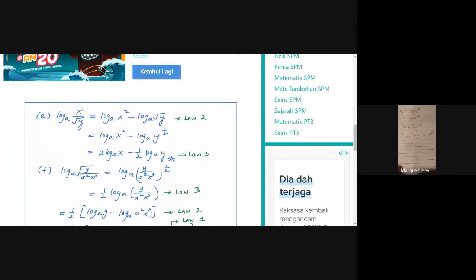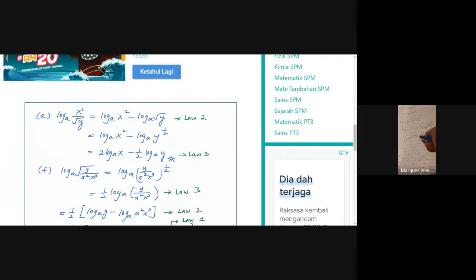Okay, can you see that? Okay, I see what you did. Now I'm going to expand the whole thing. So this becomes half log y minus 2 log a. My log base is what just now? A, right? Negative times positive becomes negative. Clear?